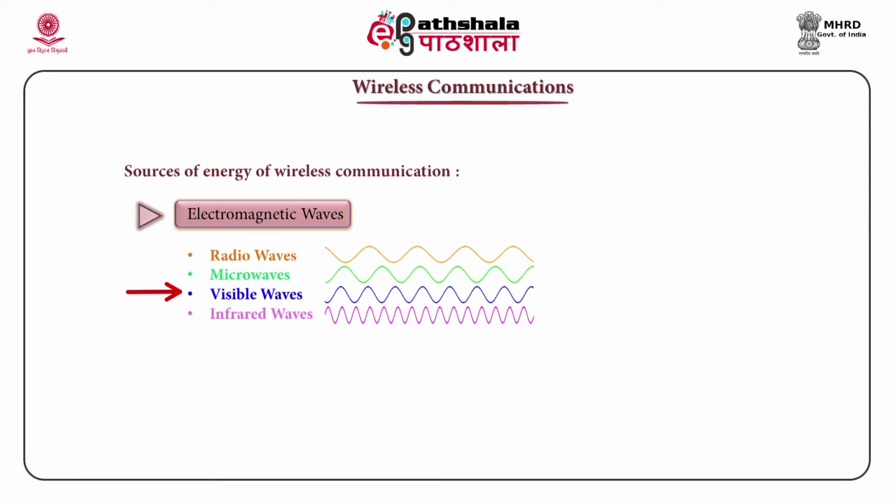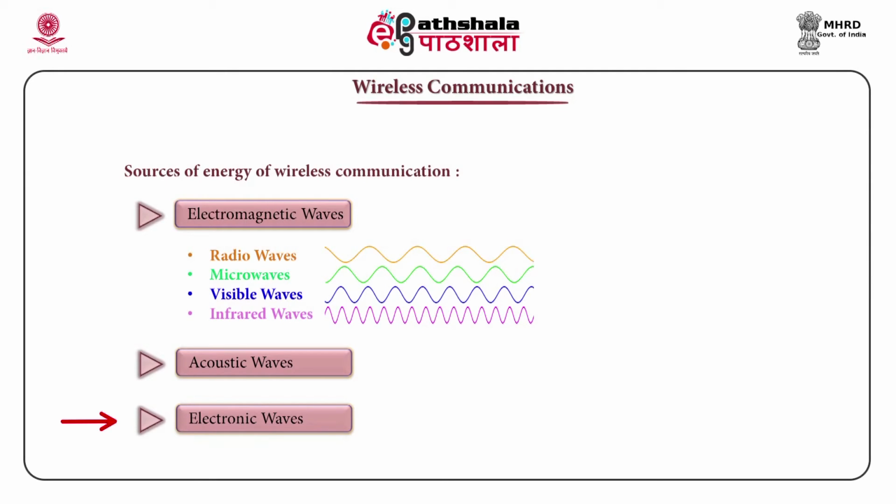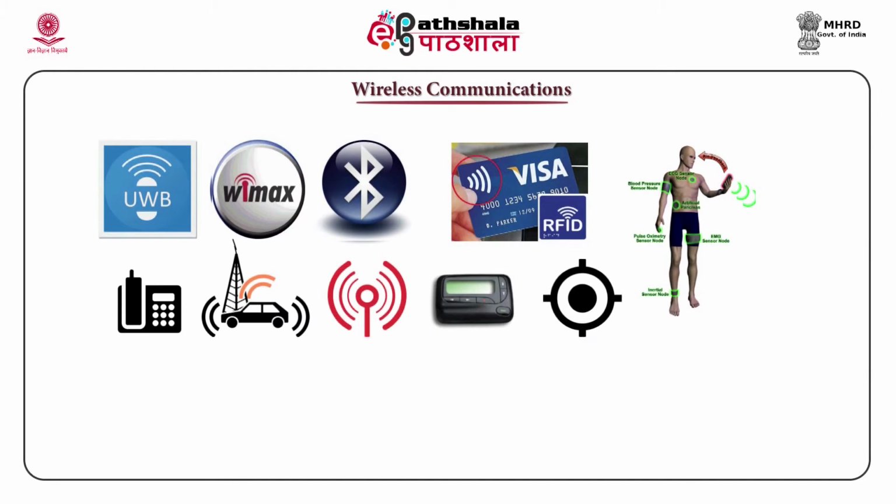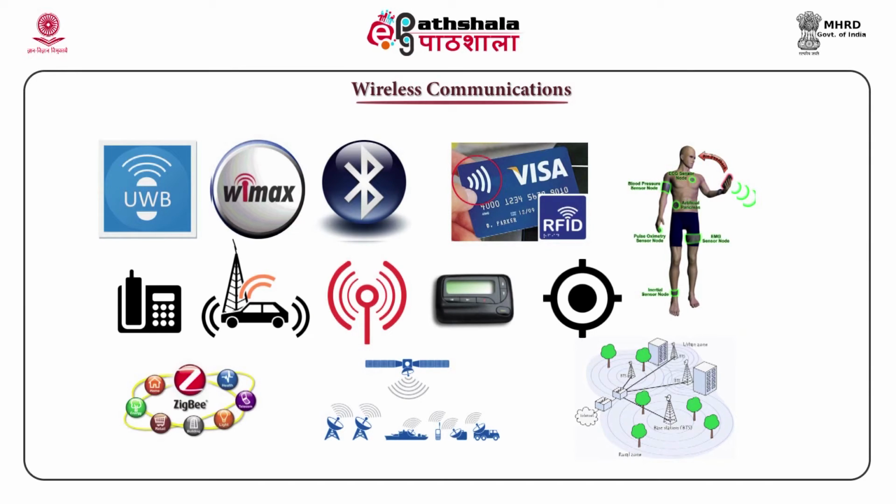The other forms of energy, other than electromagnetic energy, which are used for wireless communication are acoustic energy, which is used in hydrophones and wireless sensor networks, and electronic energy, which uses a beam of electrons to transmit the information. Let us look at the current existing wireless systems. Some of them are listed, and the list is definitely to grow in the coming years.